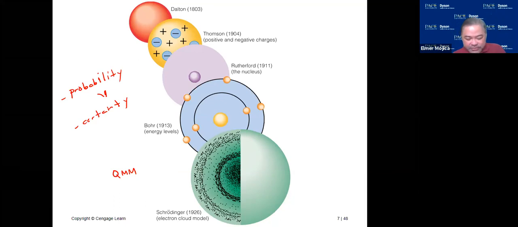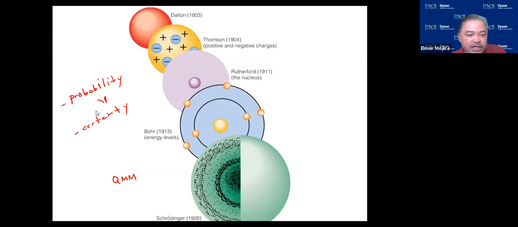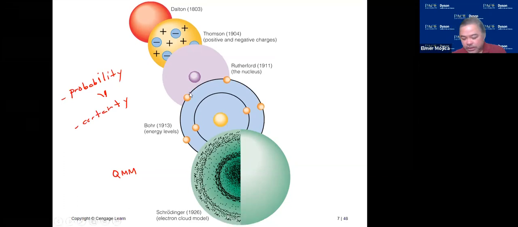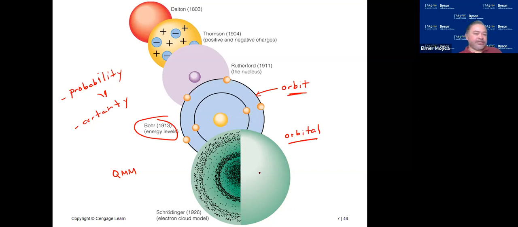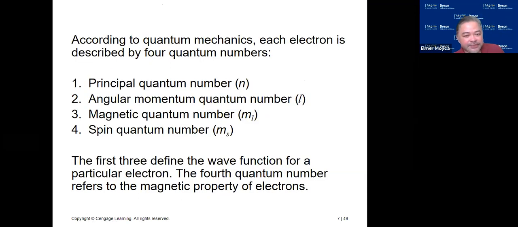Usually they came up with a term for this probability. What do we call this thing here? You call it an orbit, right? What the quantum mechanical model adopts, instead of calling it an orbit, is the term orbital. An orbital is the region where you can probably find the electron. And they said, using quantum mechanics, each electron is described by 4 quantum numbers.